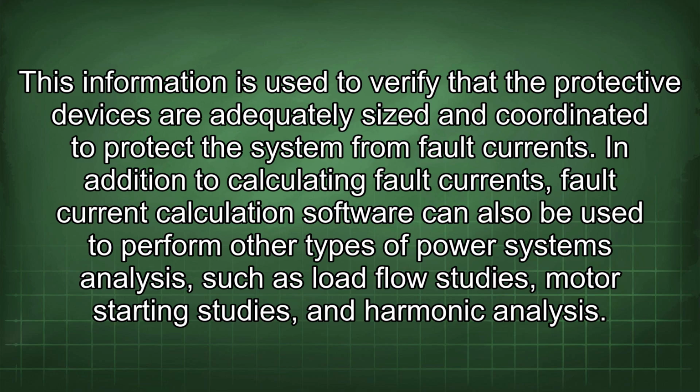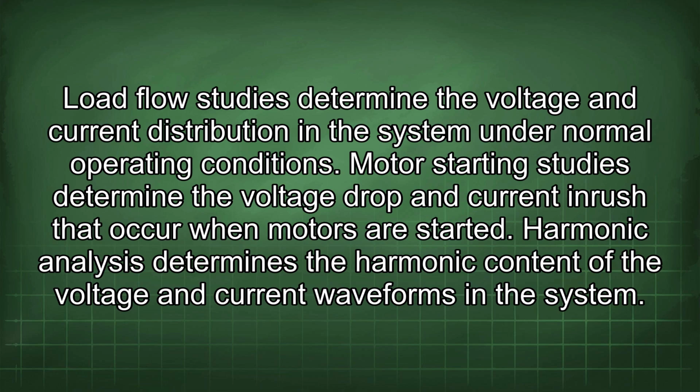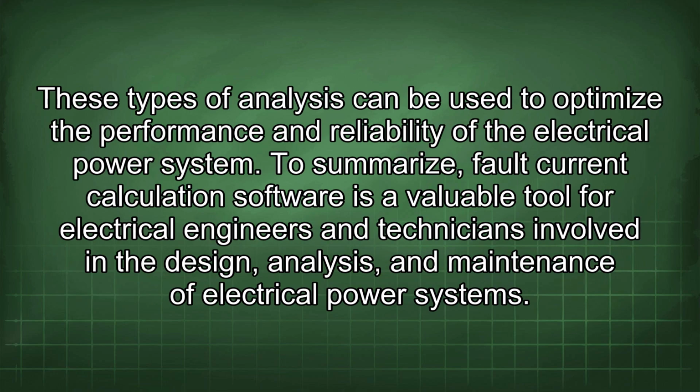In addition to calculating fault currents, fault current calculation software can also be used to perform other types of power systems analysis, such as load flow studies, motor starting studies, and harmonic analysis. Load flow studies determine the voltage and current distribution in the system under normal operating conditions. Motor starting studies determine the voltage drop and current inrush that occur when motors are started. Harmonic analysis determines the harmonic content of the voltage and current waveforms in the system. These types of analysis can be used to optimize the performance and reliability of the electrical power system.